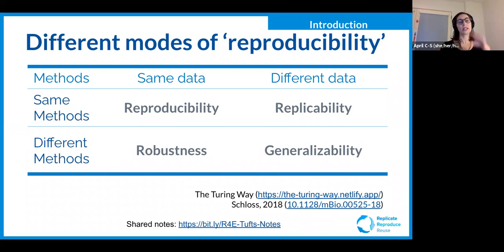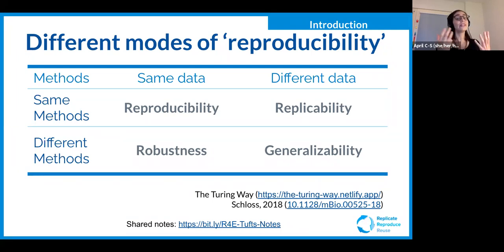So if you're using the same methods and the same data, so the example we gave before, which is the same code and the same data, and you're able to get the same results, that's termed reproducibility. If you actually can get the same results, even though you're using some different methods, so you're using maybe a different analysis tool, maybe you're using a slightly different statistical test or approach, that is robustness. So it's reproducible and it's robust to tiny changes in the methods.